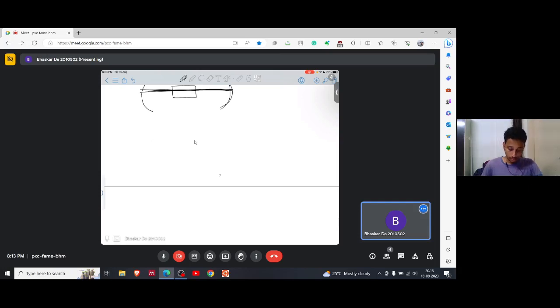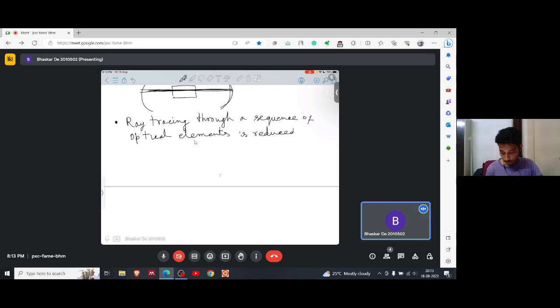So in one line, the advantage of this ray tracing is that ray tracing through a sequence of optical elements is reduced to simple 2 cross 2 matrix multiplication.